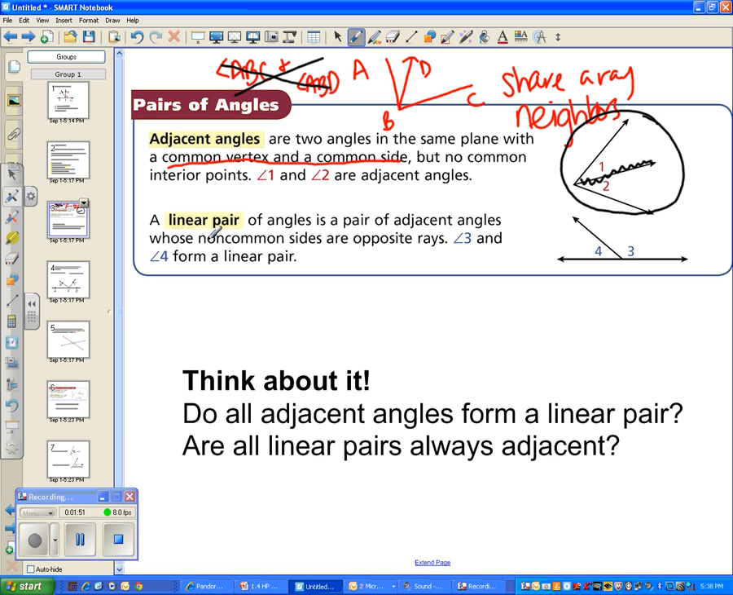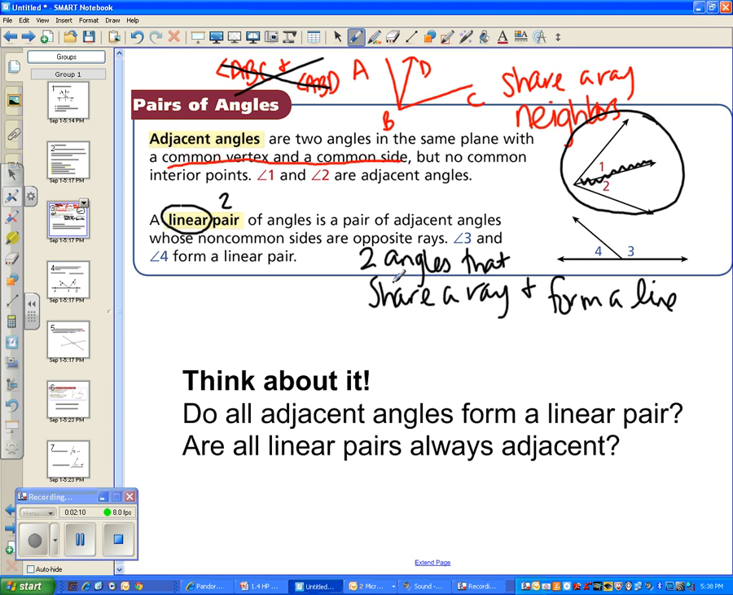The second vocabulary word is a linear pair. Well, linear means line, and pair means two. So when I say linear pair, I really mean two angles that share a ray, so they're neighbors, and they form a straight line. So linear pair, two angles, only two angles that share a ray and form a line. And because they share this ray, we could say that they are also adjacent angles. So linear pair will always be adjacent angles. And then those non-common sides, the side that they don't share, they form opposite rays. They form a line. So this is an example of a linear pair.